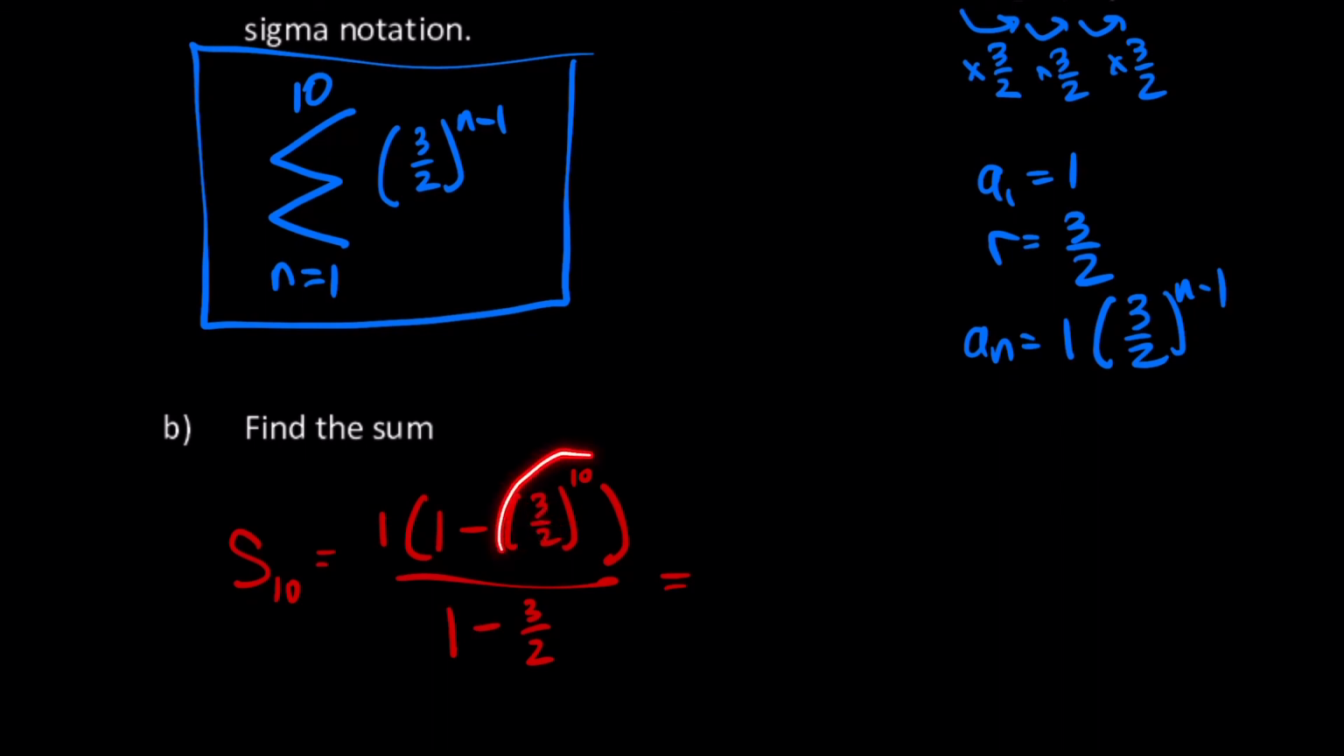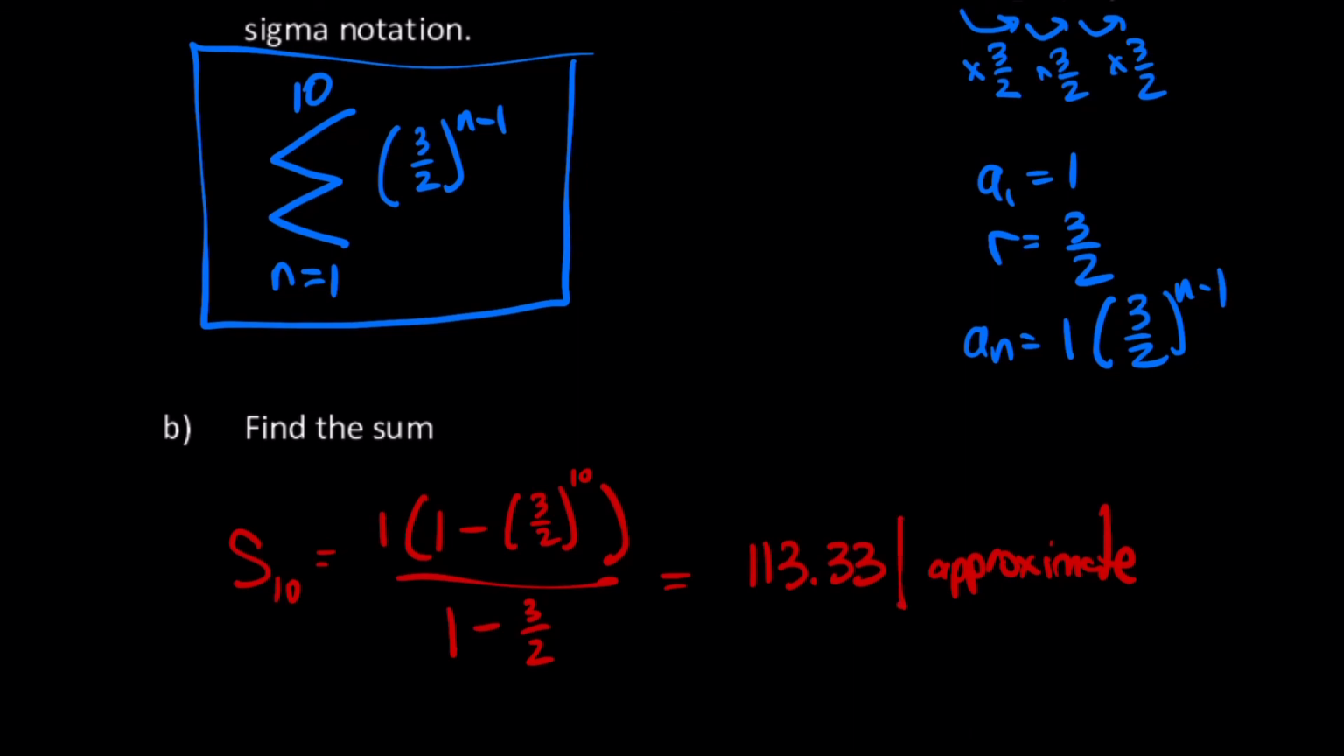But remember, this needs to be calculated first. Then you take 1 minus that value, divide it by, and this obviously gives you a negative 1/2 on the bottom. But anyway, throw it into your calculator. I got 113.33, and that would be what we call an approximate value.